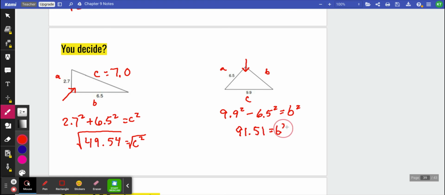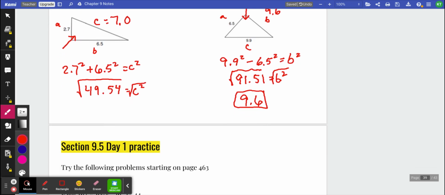91.51, right? And then we have to remember to square root, right? Remember, the square root of 100 is 10, so it's going to be less than 10, but bigger than 9. So when I square root 91.51, we get 9.566, so it's going to be 9.6. Right, so if we look here, 9.6 makes sense. It's smaller than the hypotenuse. Looking over here, 7 is the longest, that is the hypotenuse.